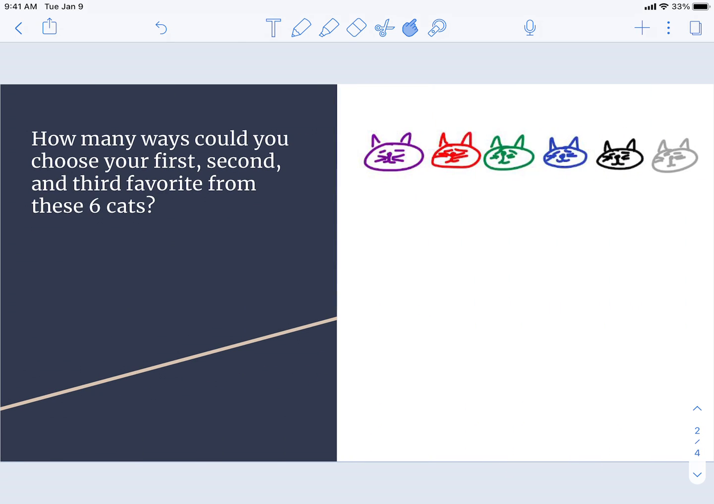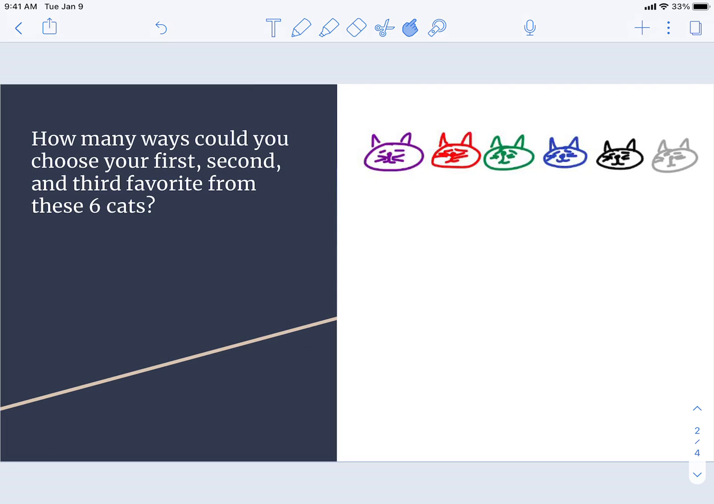Okay, so in this situation, we had a cat problem in the lesson. It's kind of the same problem, except we're going to only use 6 cats just so that the numbers are a little bit nicer for this. All right, so we want to know how many ways we could choose first, second, and third favorite of these 6 cats. So really, ranking.